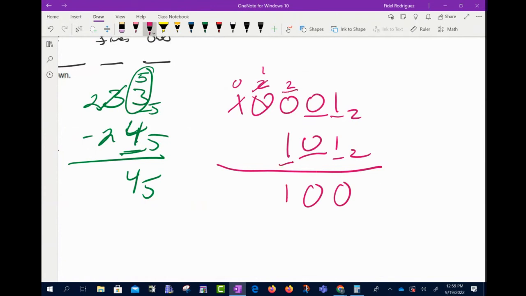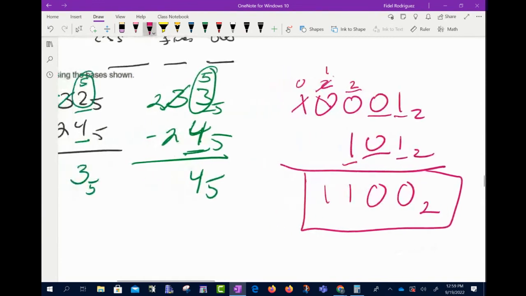2 minus 1, 1. 1 minus 0, 1. So my answer here, y'all, would be 1100 base 2. Okay. So again, we're just kind of dealing with these different numeration systems, right?